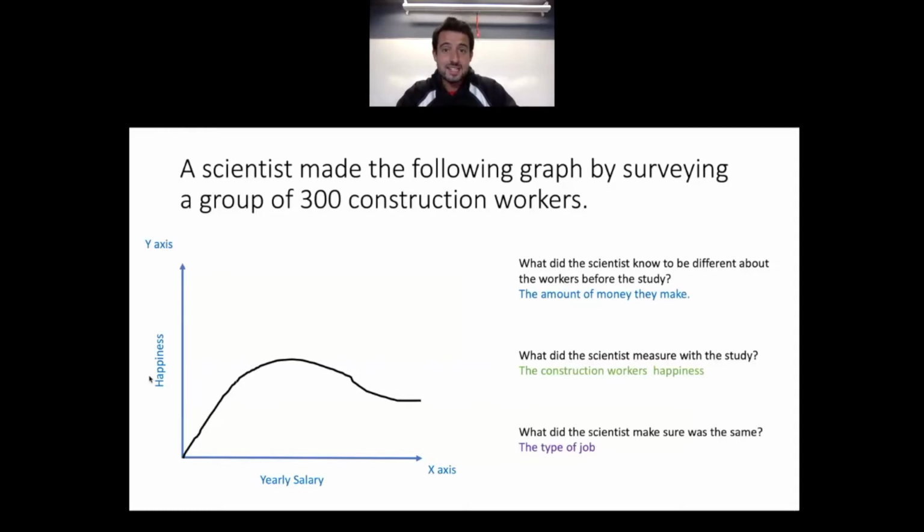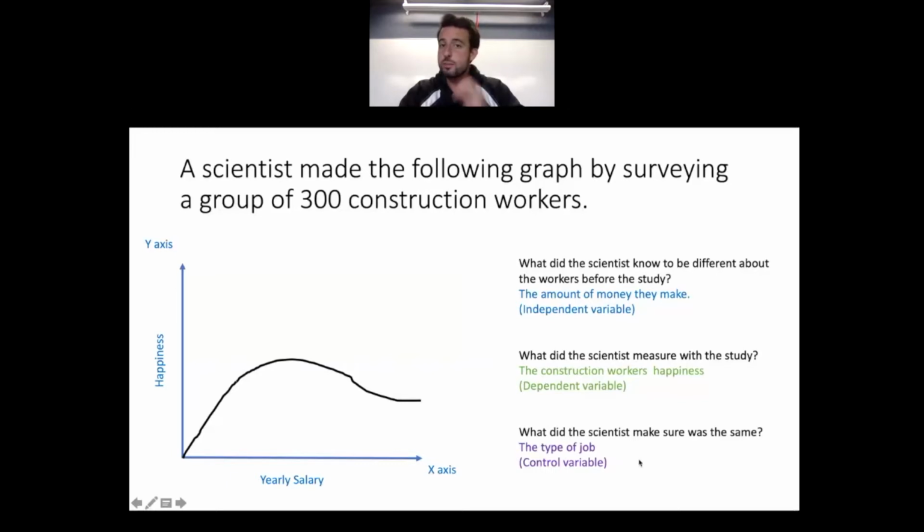So this is, I would say, a pretty good experiment in terms of the way it's designed. Let me tell you a little bit more about that. A good experiment is going to have one variable that we already know. That's what we call an independent variable, the amount of money that someone makes. Now, happiness is the one variable they're measuring. That is what we call a dependent variable.